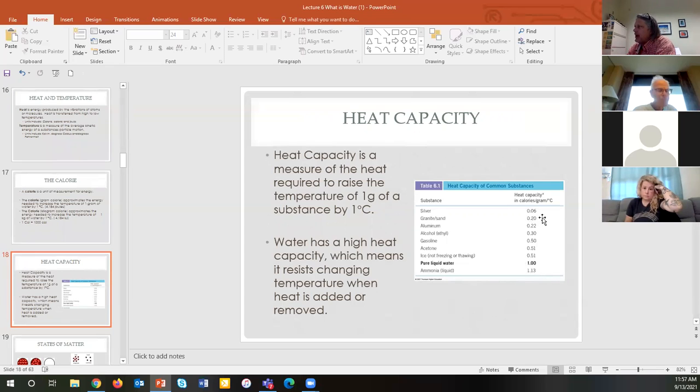And look, granite and sand, which makes up most of our continents, 0.2. So really, land heats up 80% faster and cools off 80% faster than water. That is super important when it comes to world climate. When we talk about climatology, we'll learn more about that.